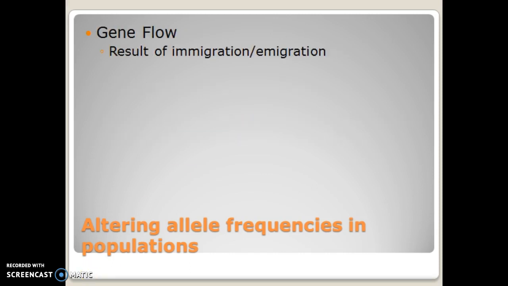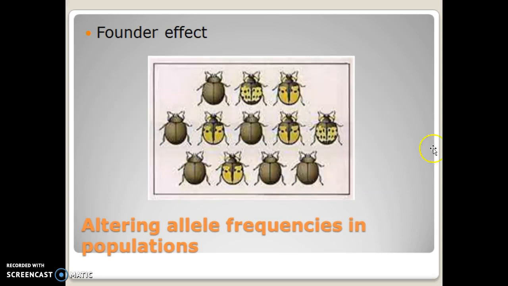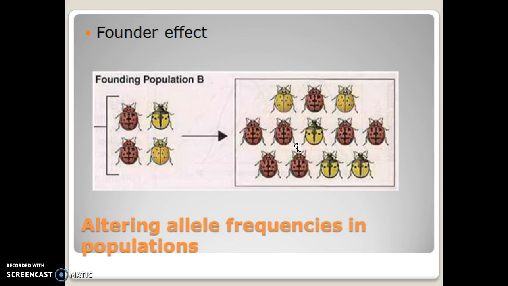Gene flow is another way to disrupt allele frequencies in populations. Once again, going to reiterate, we're talking about allele frequencies in populations, not within the entire species. So if we go back a few slides to those beetles, what would this population begin to look like if one of these black beetles moved into their population? Well, that black beetle would probably start to mate with some of the other beetles, and you would probably start to see some black beetles become more and more common in this population as it grows over time.